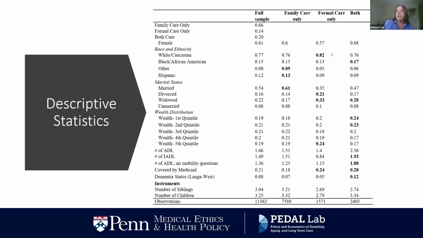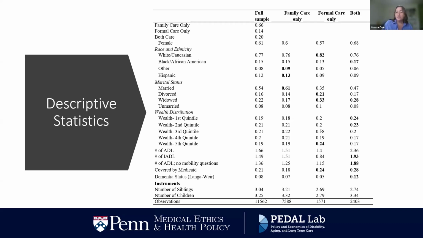If you're white, you're disproportionately more likely to be receiving formal care only. Black and African-American individuals in our sample are disproportionately more likely to be receiving both family care and formal care. And other races and Hispanic individuals in our sample are more likely to be receiving family care only. The marital status correlations are as you'd anticipate. If you're currently married as an older adult with disabilities, you're more likely to be receiving formal care, and divorced and widowed individuals are more likely to be receiving family care. Widows are also more likely to be receiving both formal care and family care.